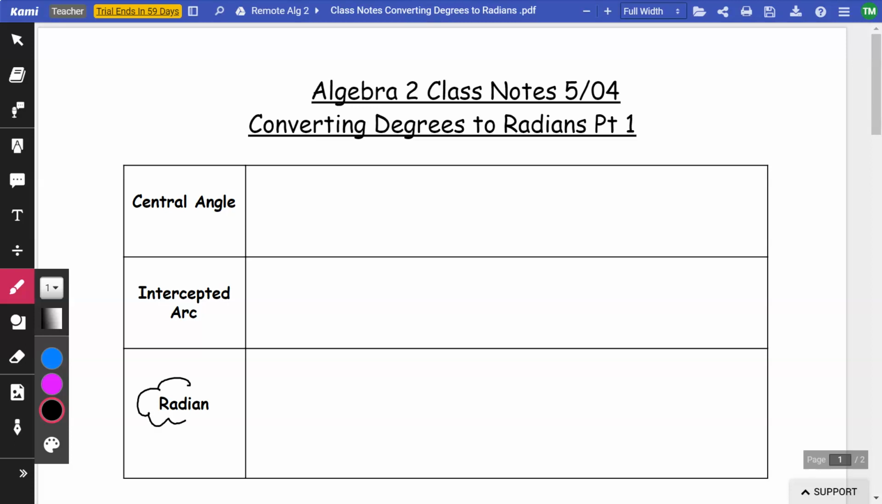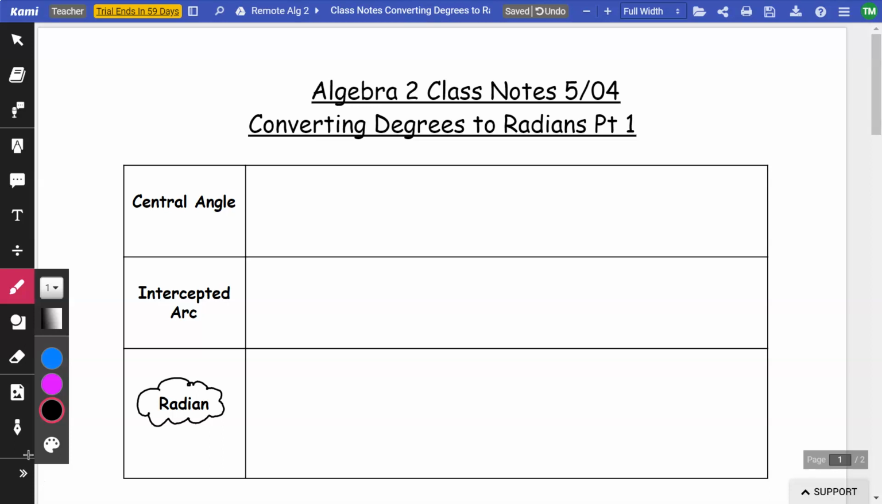So when I talk about radians, radians are another unit of measure of an angle. So an angle can be measured in degrees, or it can also be measured in radians. So today we're going to learn how to go back and forth between degrees and radians, and we're going to learn what a radian is.